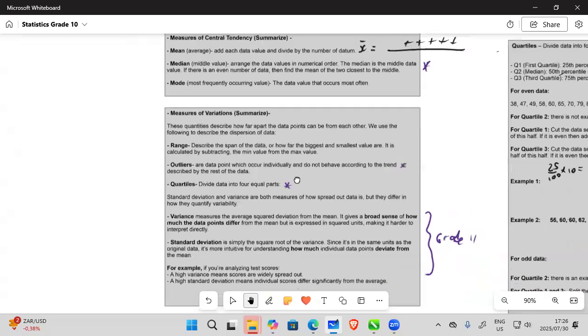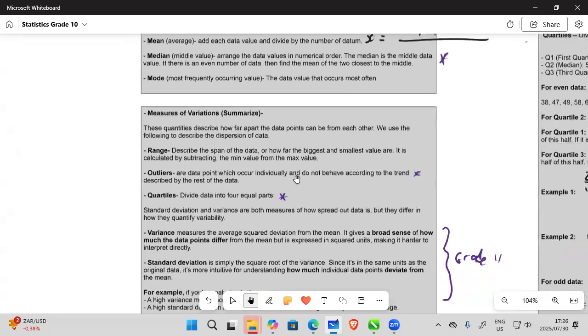Then under measures of variation or measures of dispersion, we have these three things that we need to talk about. Range is basically your biggest value minus your smallest value. So remember, to get the median, we needed to arrange the data set from smallest to biggest. So when you're finding all these values, it should be simple: you take your biggest value minus your smallest value and you'll get your range.